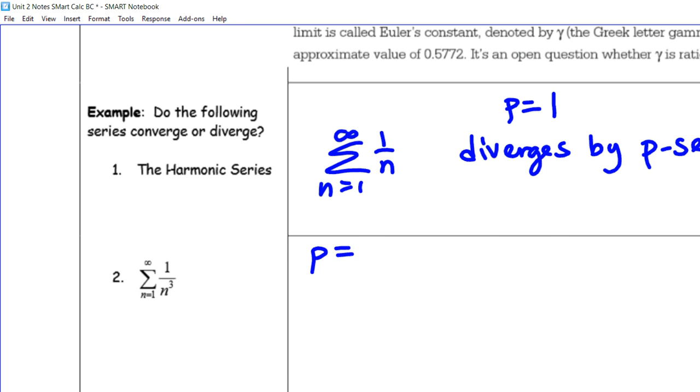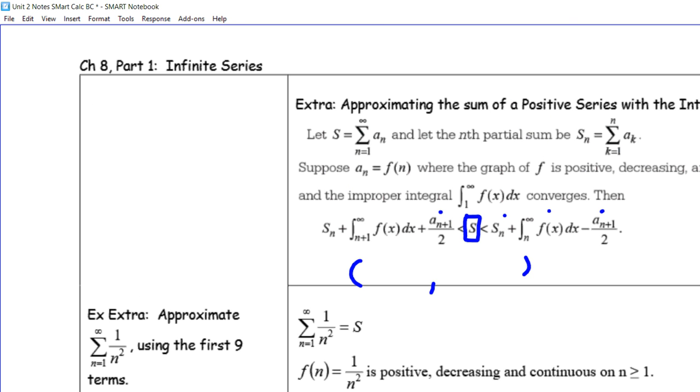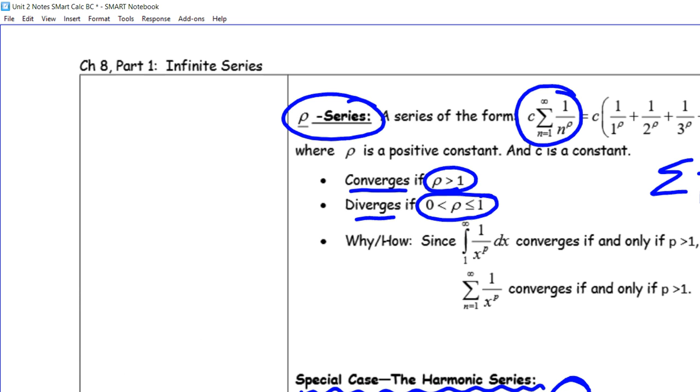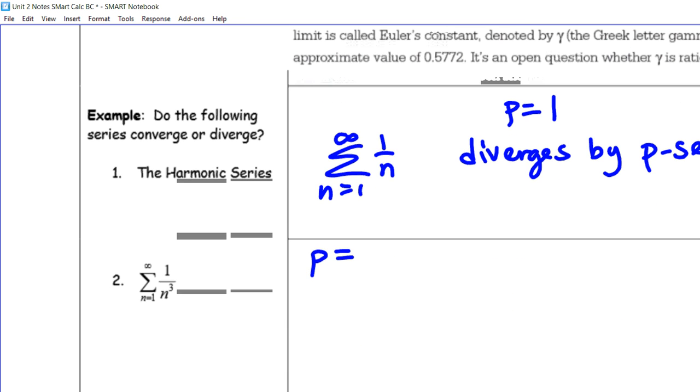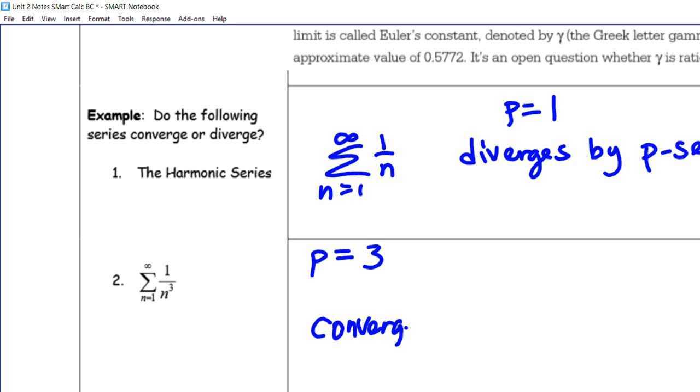So we want to look for when it's set up 1 over n to the p. So the p is that number that it's raised to. 3. And by the conditions, what does that tell me? This converges by the... Now, does the p series tell us where it converges at? No. Again, we would have to do some more stuff to get that approximation.